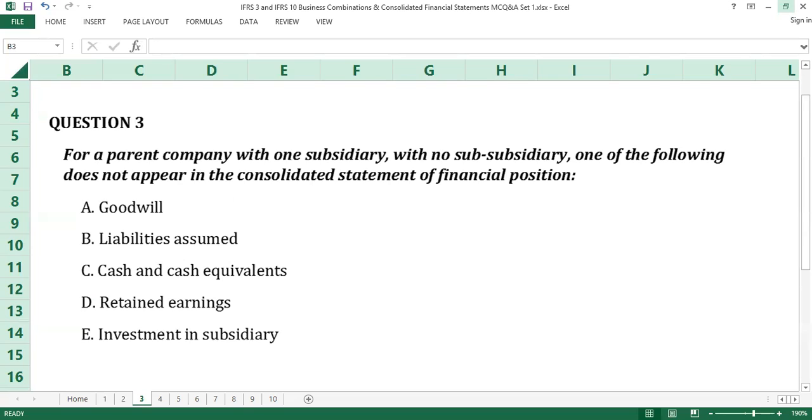entries, the components of the investments, have been represented by the collection of the assets, liabilities, and the non-controlling interest presented in the consolidated statement of financial position. E is the answer to question number 3.